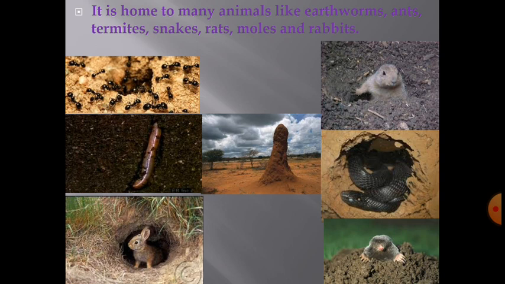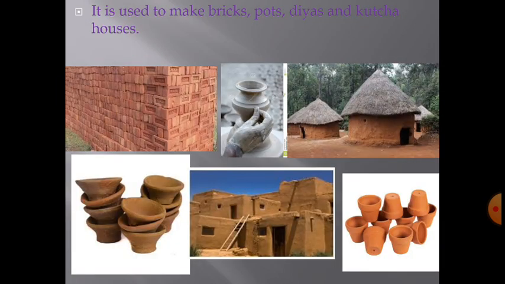It is home to many animals. Soil is home to many animals like earthworms, ants, termites, snakes, rats, moles and rabbits. All these animals have homes in the soil. It is used to make bricks, pots, diyas and kacha houses. All these are made up of soil.